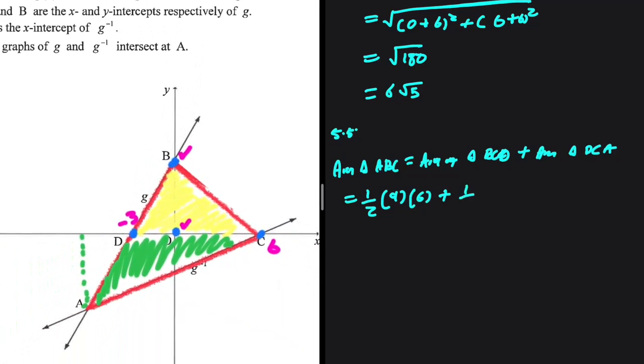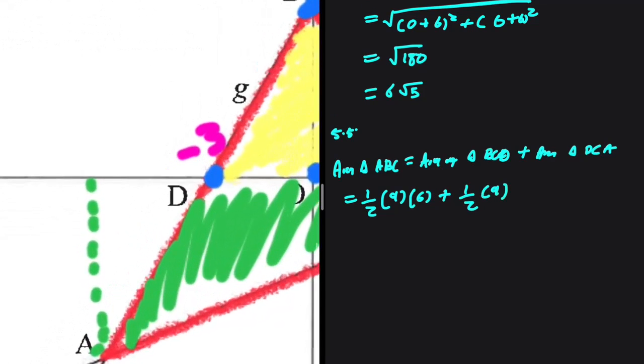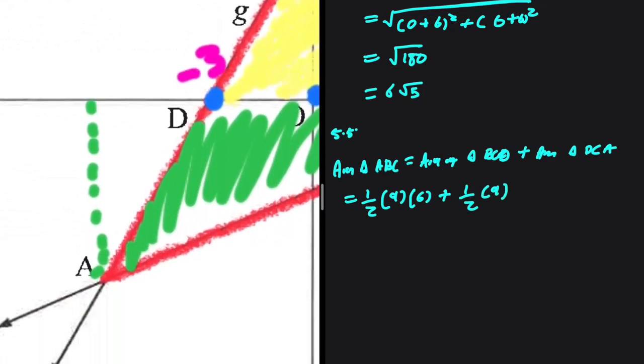The base is DC. We know that DC is 9 units. And now let's talk about this height. The y-coordinate of A is minus 6 and the y-coordinate at the x-axis is 0. So that distance should also be equal to 6. This is equal to 54 units squared.